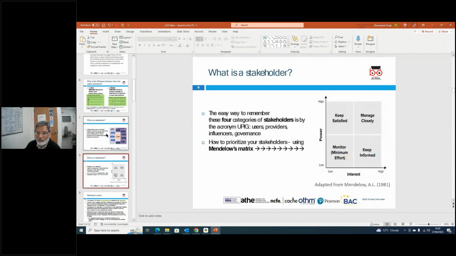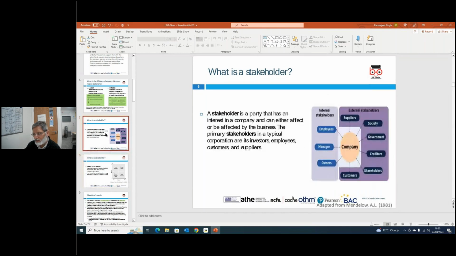Okay, so some of these stakeholders are internal and some of them are external. So we're talking about external suppliers, external society, the government, the people affected. So these are all stakeholders affected by the company.